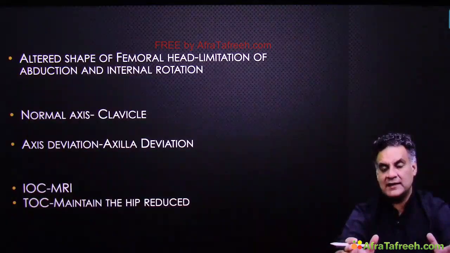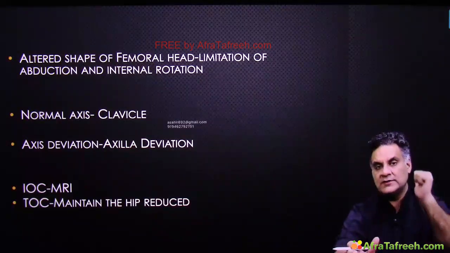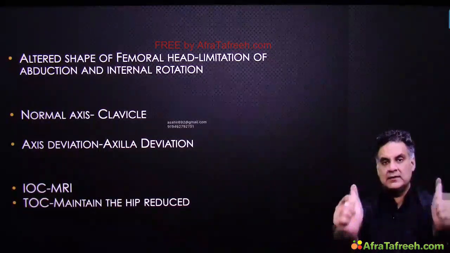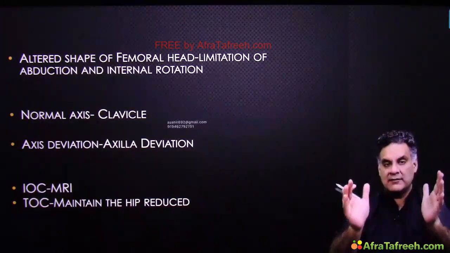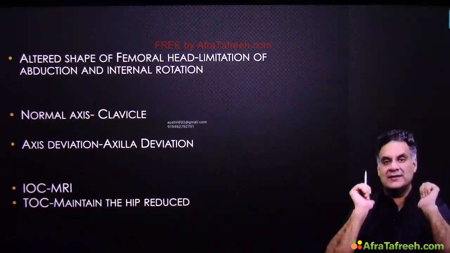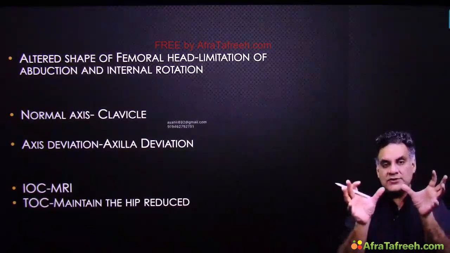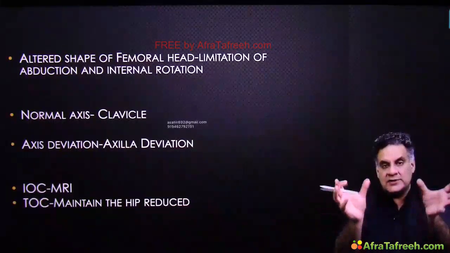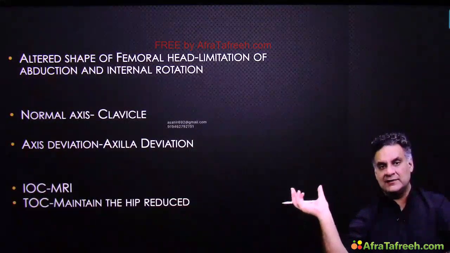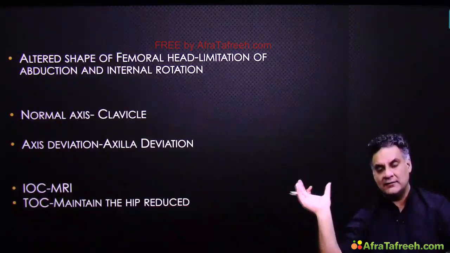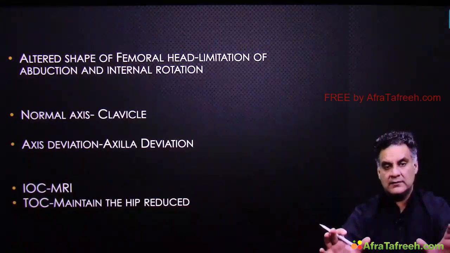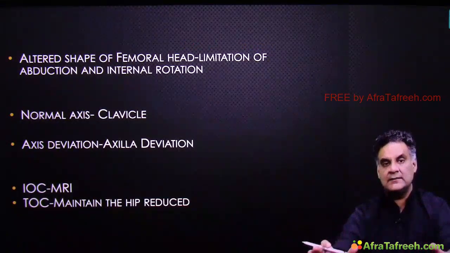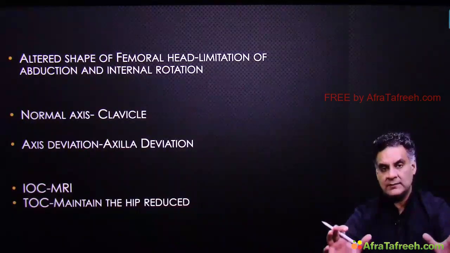When we flex the hip, the knee will go towards the center of the clavicle. That is called a normal axis, goes to the clavicle. Normal to C, clavicle. If the shape is altered, on flexion the knee goes to the axilla, called axis deviation.